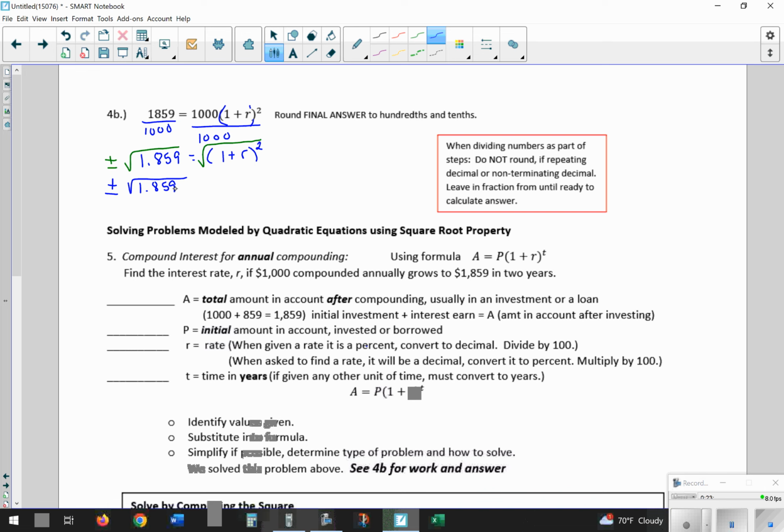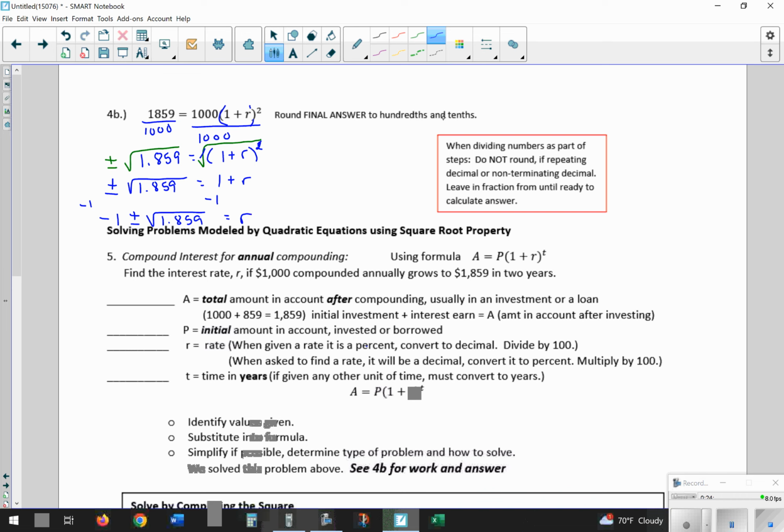And we also didn't want to round it to 1.9. Square root undoes my square, leaves me 1 plus r. Subtract my 1 from both sides. So I have -1 plus or minus the square root of 1.859. So that's my answer for r.